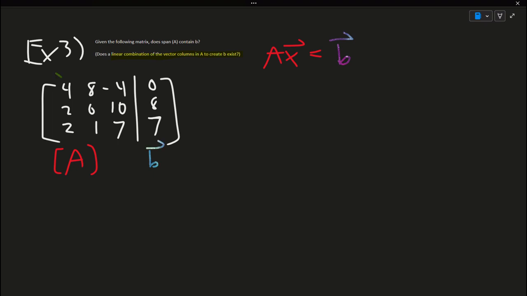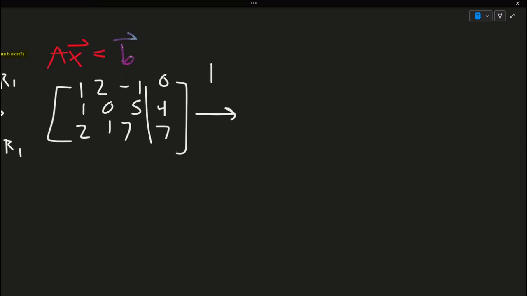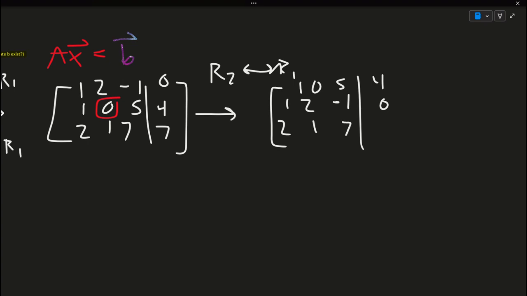This time they give us B as 0, 8, 7. So we can start row reducing. The first thing we notice is that we can multiply the first row by a fourth and the second row by a half to make it simple for us. That gives us this new matrix. Now this is just a personal preference, but I don't like zeros in the pivot positions. So I just swapped row 2 and row 1. That gives us this new matrix, and now we can get rid of the entries below the pivots.